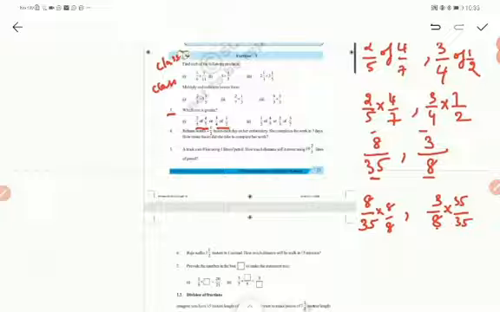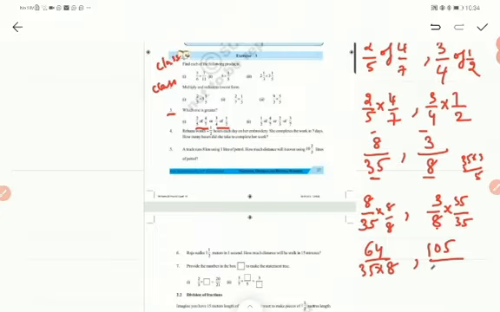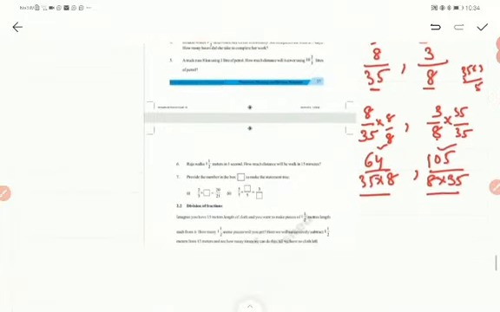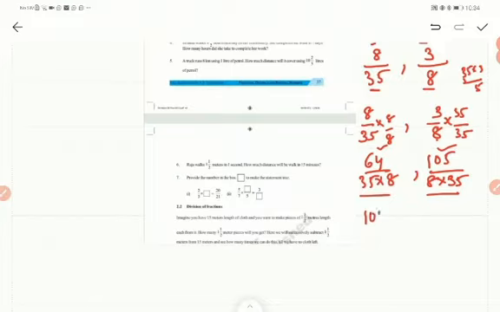So the numerator is 64 by 35 into 8. Don't go for multiplication. If you want, you can do it. So 35 into 3 will be, I think it's 105. 5 3s are 15, 3 3s are 9, plus 1 is 10. Yeah, it is 105 by 8 into 35. So we got the denominators same. Now look at the numerators. Which is greater? 105 is greater, isn't it?